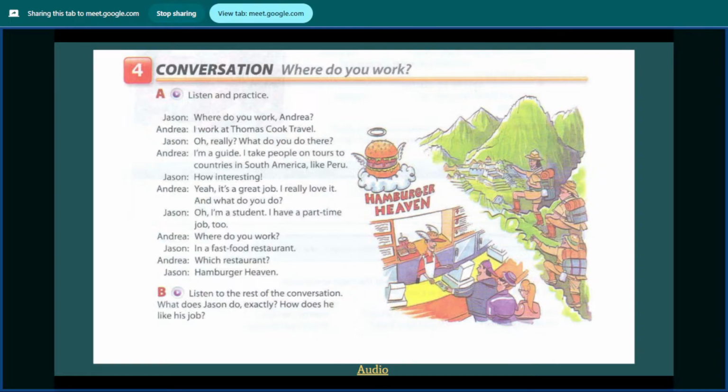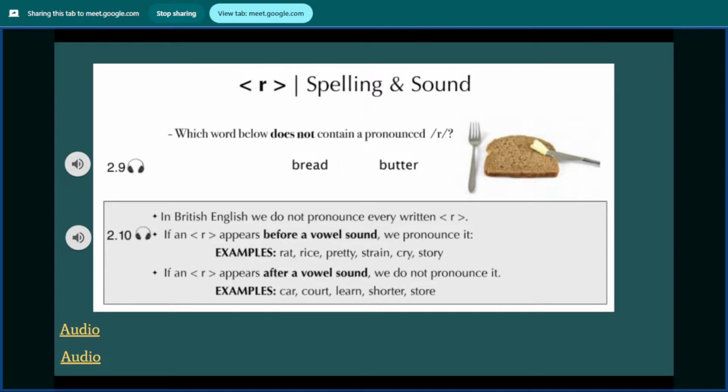Hamburger Heaven. Okay, now with this conversation, one rule that becomes important is the pronunciation of R. Again, we need to understand the pronunciation of R to reduce our mother tongue influence. What is mother tongue influence? Mother tongue influence is whenever we speak in English, the native language that we have usually has some kind of influence.